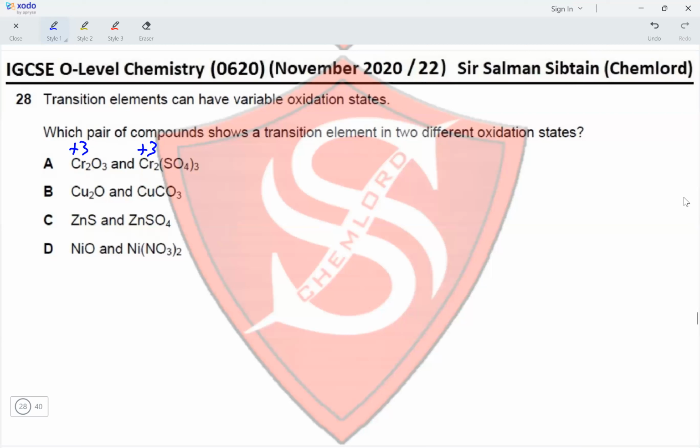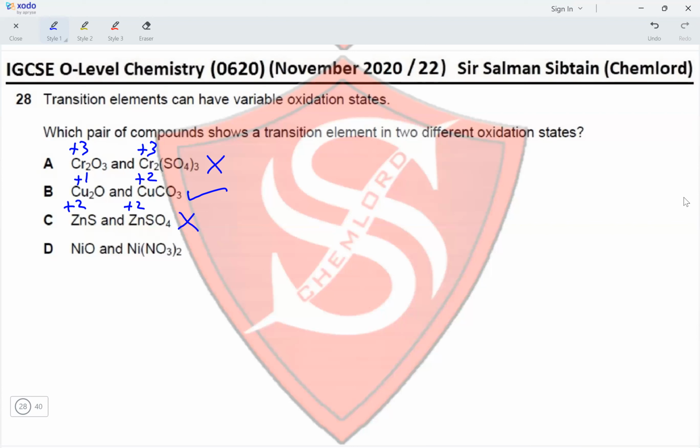Next, in Cu2O, oxygen has a charge of -2. So in order to balance that, copper would have a charge of +2 on two atoms. So +2 divided by 2 is +1. And in CuCO3, carbonate has a charge of -2. To balance that, copper would have a charge of +2. So copper with a charge of +1 and copper with a charge of +2 is represented by these two salts. Next, ZnS. Sulfide has a charge of -2, so zinc would have a charge of +2. And sulfate has a charge of -2, so zinc would have a charge of +2. No change in oxidation state in the two compounds for zinc.